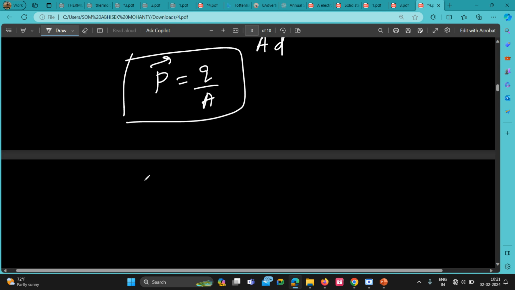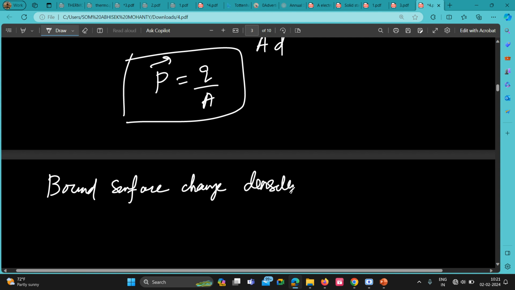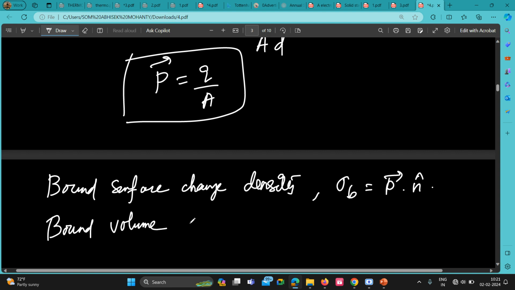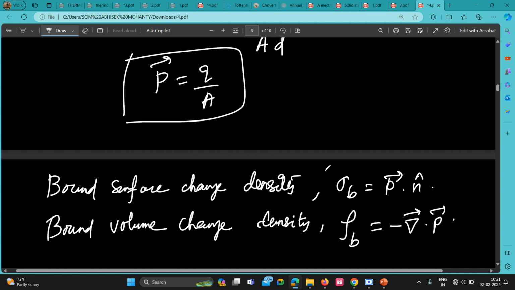Now the formula for bound surface charge density: sigma b is equal to polarization dot n cap. Bound volume charge density: rho b is equal to minus del dot polarization. Remember these formulas.